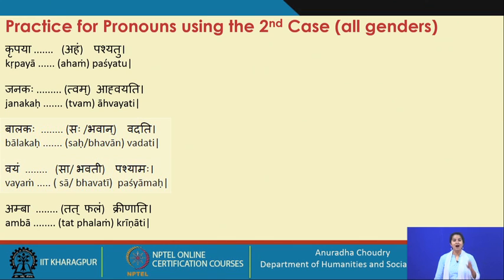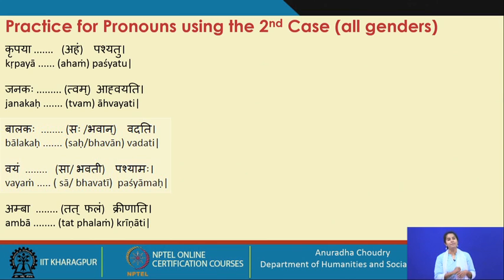Next, janakaha ahvayati, to call. Janakaha aham ahvayati will become Janakaha tvam ahvayati. So father is calling you, informal. Next, the boy is talking to him. Balakaha saha vadati will become Balakaha tam vadati. And if it's a respect form, it will be Balakaha bhavantam vadati.